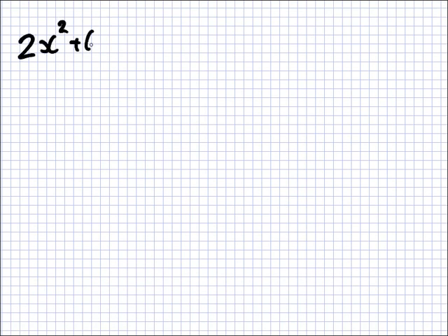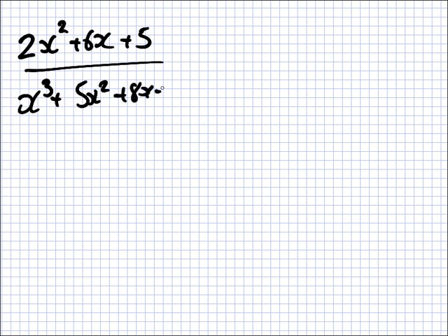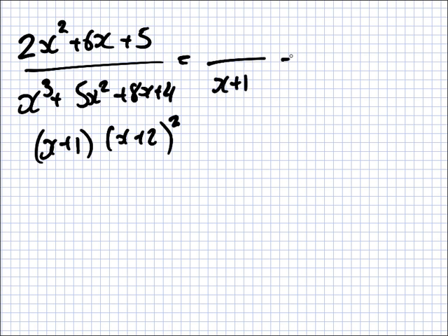2x squared plus 6x plus 5 over x cubed plus 5x squared plus 8x plus 4. Now, what are the factors of that cubic? x plus 1, x plus 2, and x plus 2. And you have to decide which is the repeated one. It has to be x plus 2 that is repeated, because we need to get a 4 in our answer. So the first is definitely x plus 1, the second is definitely x plus 2, and the last has to be x plus 2 squared.